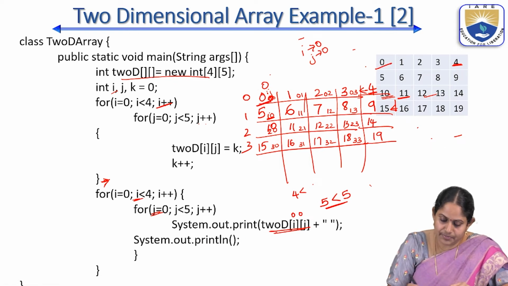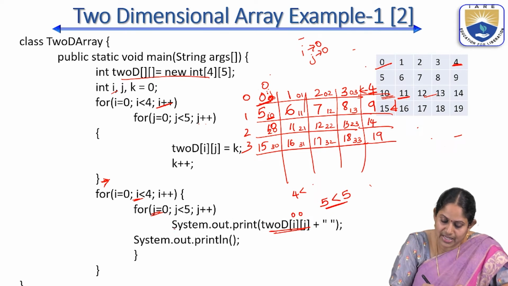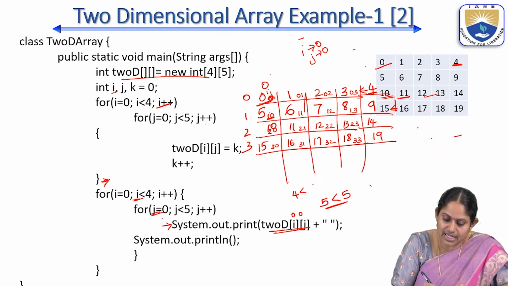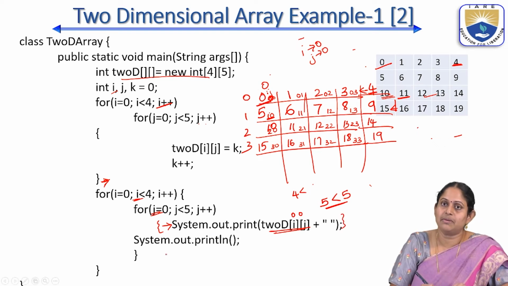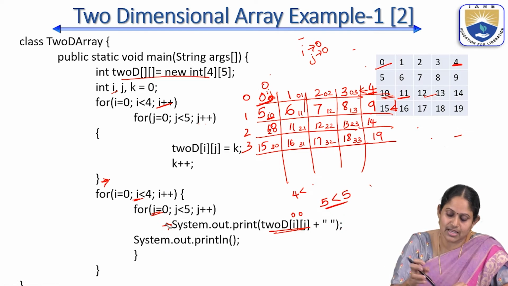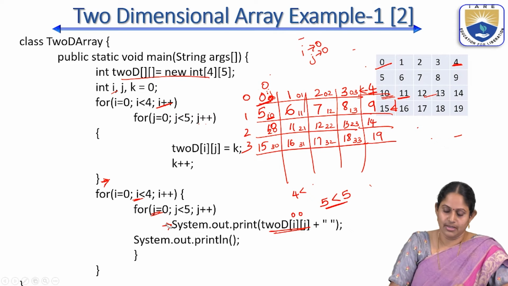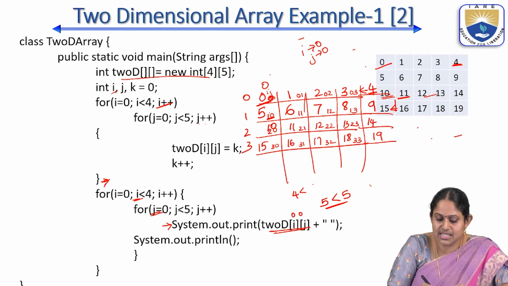Next, again here it will find the closure of j. Since we have only a single statement, we need not use the curly brackets. But if you have multiple statements, then you have to put them inside the curly brackets, or else it will take only the first statement. But here, since we have only a single statement, we need not use the curly brackets. So it understands that after the statement, the j loop is closing.